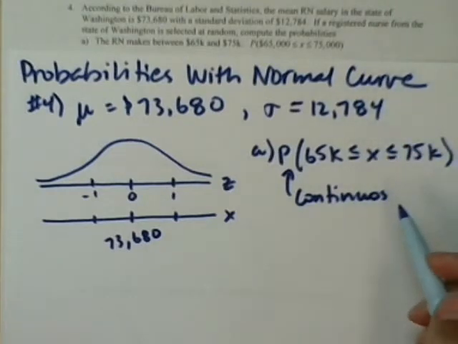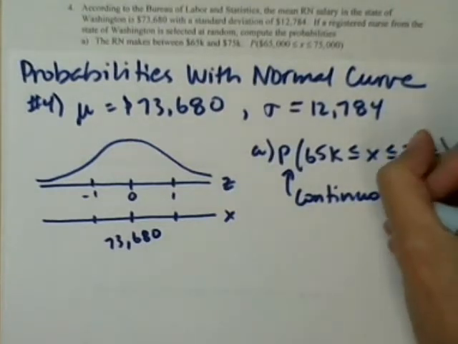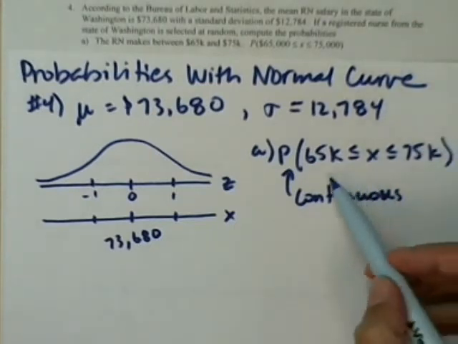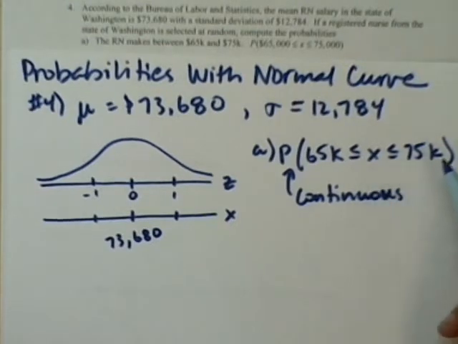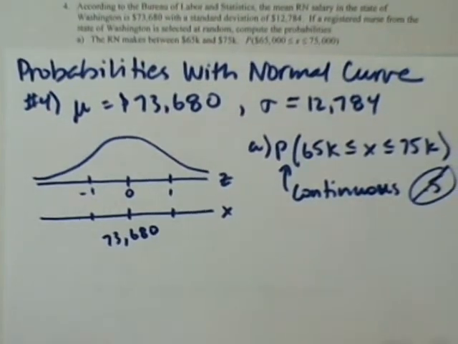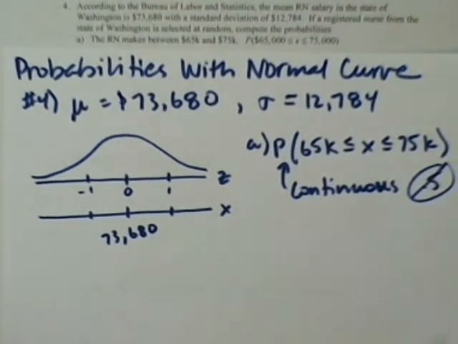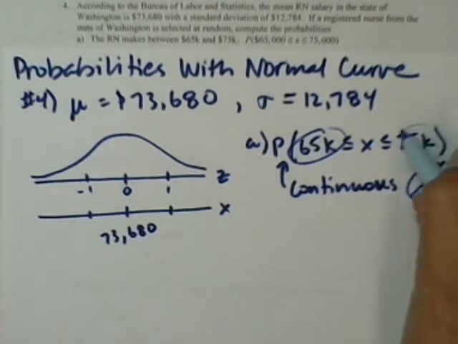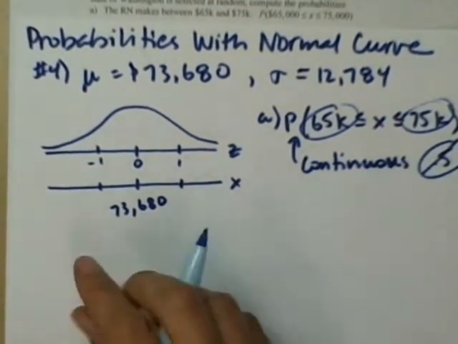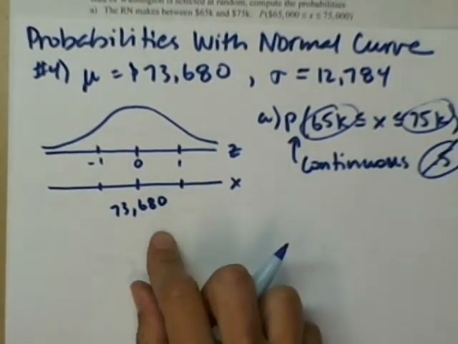I can have 65,000, I can have $65,182.93. We consider that to be continuous, so there's no 0.5 adjustment. So we're not going to do that 0.5 adjustment that we did for the binomials, which means it's a little bit easier. So what I really want to do then is to figure out where my 65,000 lives and where my 75,000 lives on my z-score scale.